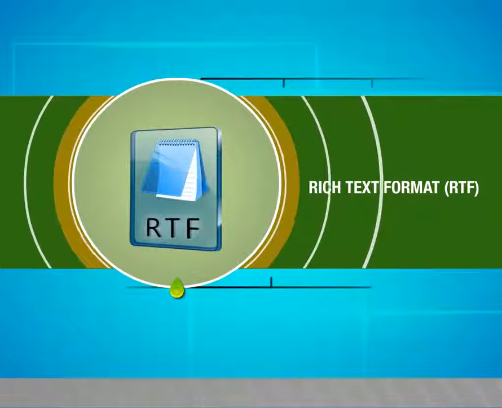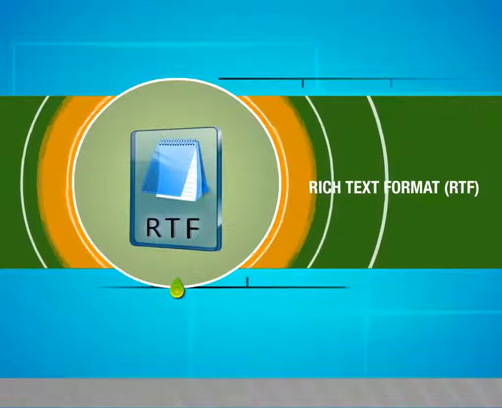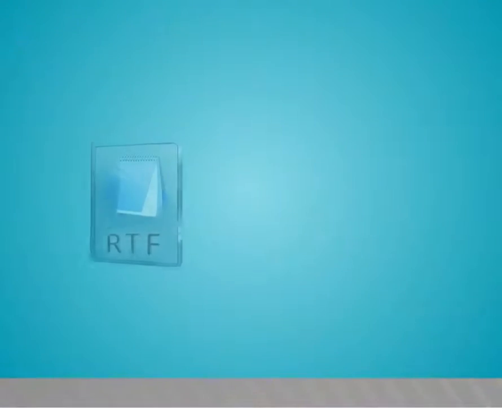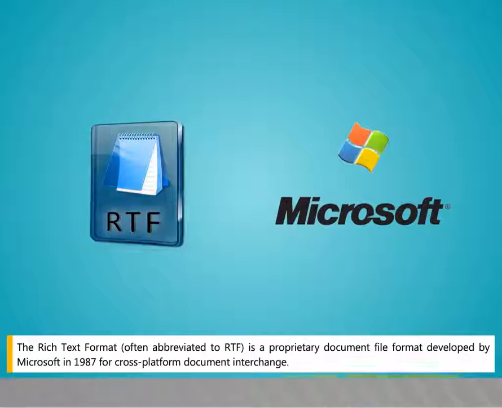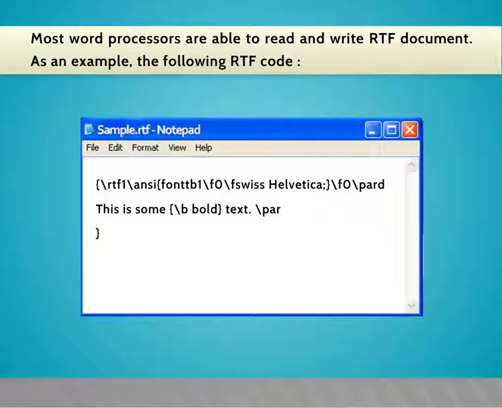Rich text format, that is RTF. In this video, we are going to see about rich text format, that is RTF. The rich text format, often abbreviated to RTF, is a proprietary document file format developed by Microsoft in 1987 for cross-platform document interchange. Most word processors are able to read and write RTF documents. As an example, consider the following RTF code.